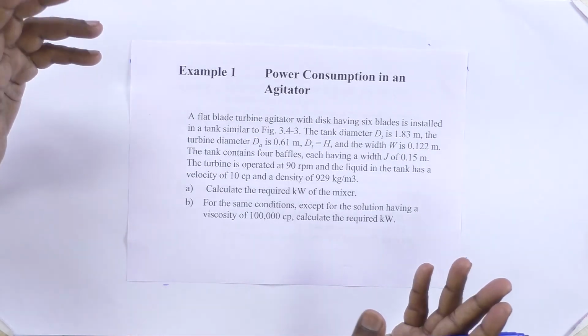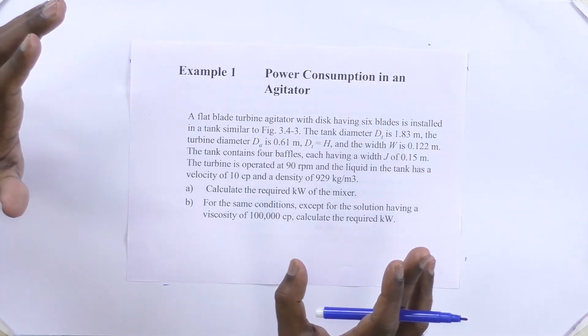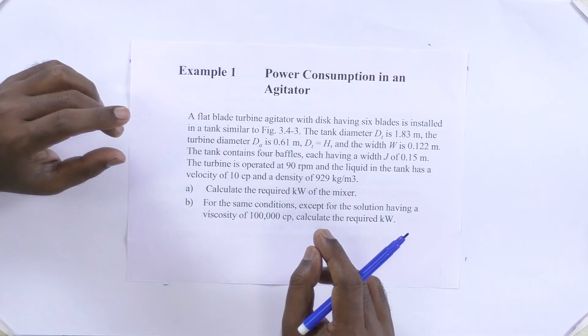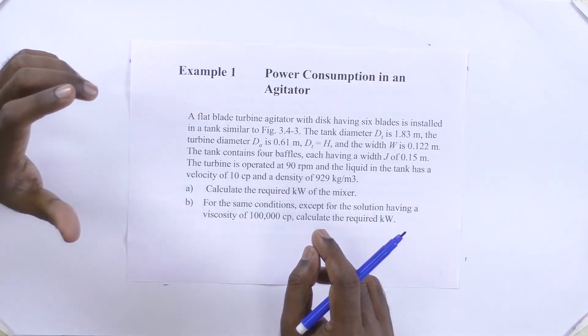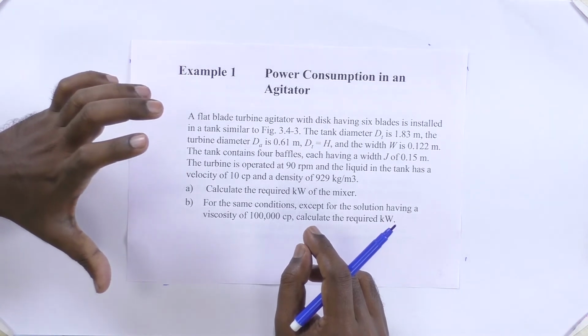So using that mixing operation, you can mix the liquids 100% effectively. So based on this, we are going to see one problem, and we will solve it, and we will try to know how to apply these formulas to calculate the total power for an agitated system.